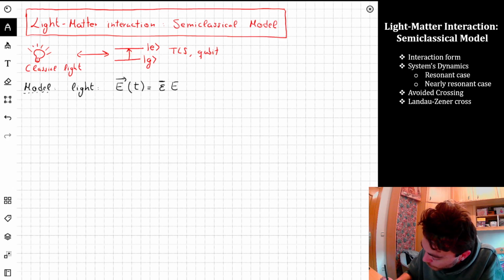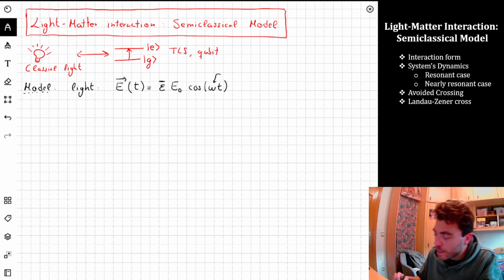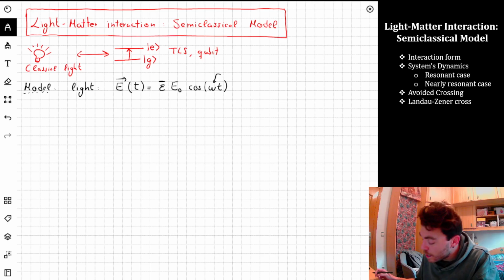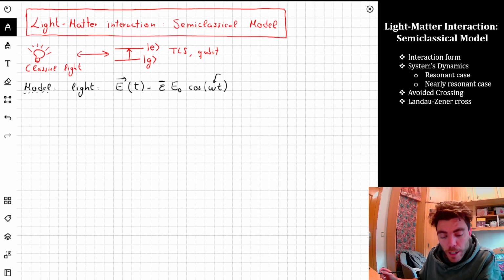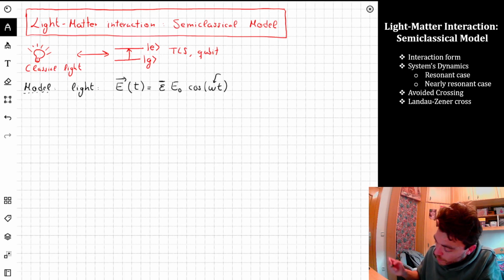There's then some kind of amplitude, and then it is a wave, right? So it will oscillate at a certain frequency, omega. And this is just a classical field. It's not a quantum mechanical operator here. Now, why don't I write that this depends on position? Because the first approximation, a very important one that we will make, is the dipolar approximation.